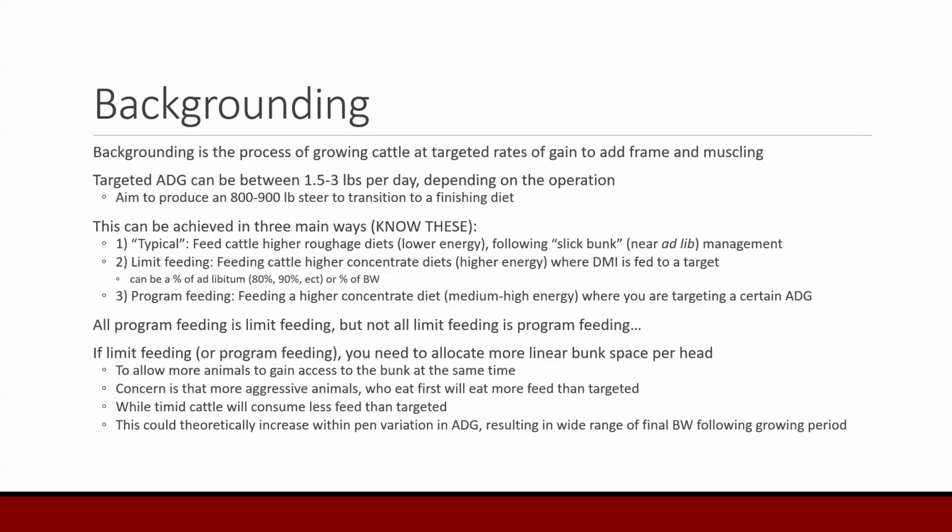Also, typical feeding, where we're going to feed near ad libitum of a high roughage diet, allows these producers to feed more of their homegrown ingredients, right? So a lot of people will feed a higher roughage diet because they can feed in Southwest Oklahoma more wheatlage, which is a lower cost to them because they grew it themselves, as opposed to more concentrate that they had to buy in. Does that make sense?